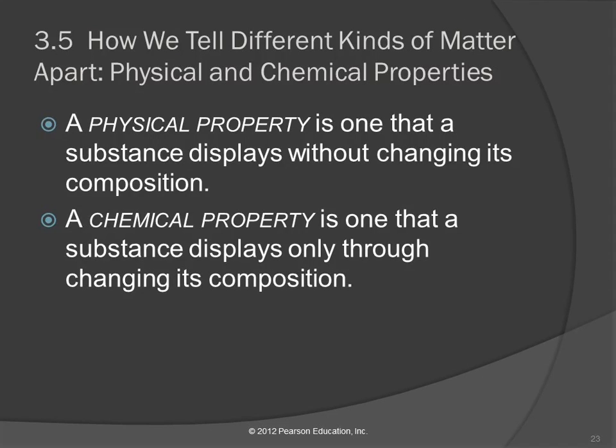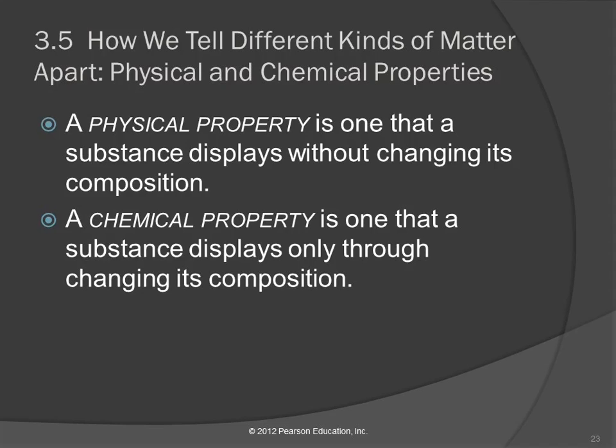How can we tell different kinds of matter apart? Well, we can look at their chemical or physical properties. We had an example when we were talking about density about the gold-colored pebble, and how do we know, is it made out of gold or not? And we calculated its density and compared its density to that of gold.